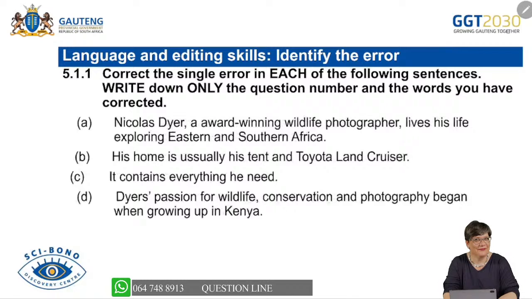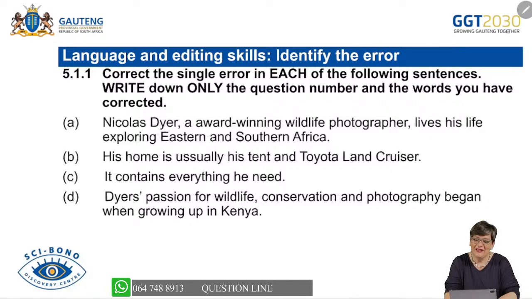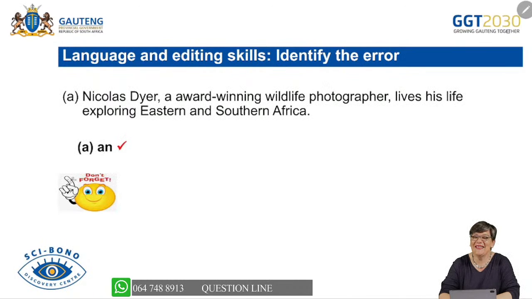So, did you get it right? Let's see. I'll go step by step. So the first one given to you was: Nicholas Dreyer, award-winning wildlife photographer, lives his life exploring Eastern and Southern Africa. Let's see. And the answer is, of course, an. Can you see here? The word a had to be replaced with an.